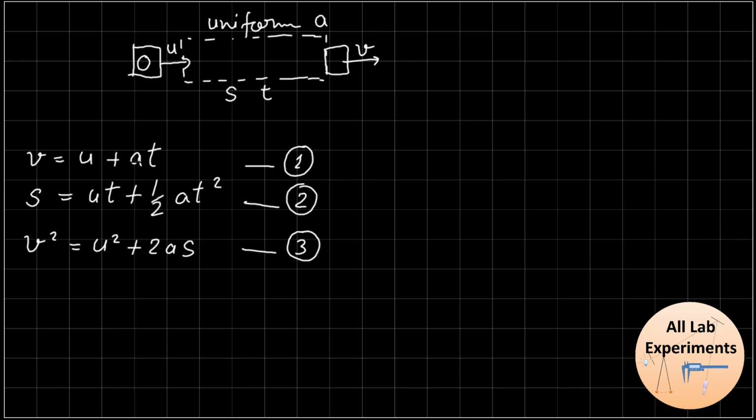These three equations are necessary to explain this scenario. The scenario in which the object starts with initial velocity u, acceleration a, ends up at final velocity v, s is the displacement and t is the time taken in this displacement or to achieve this final velocity v. Now, the major question is why we need three equations, or in what way these equations are designed.